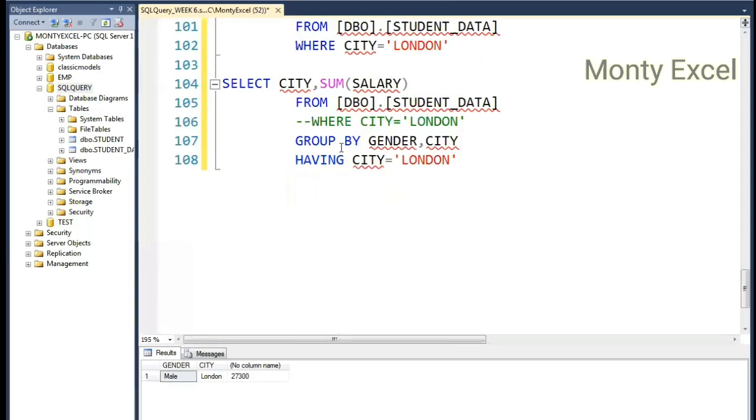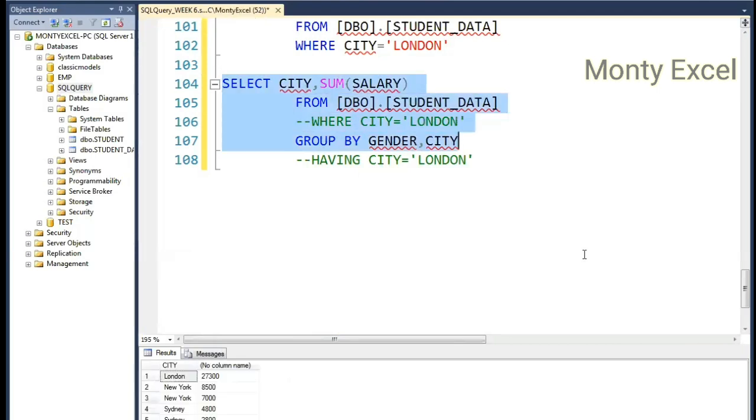So let me run the query without having. I'm using only the where condition. Actually, let me not use a where condition either. I'm just running this. When I run this, I get all the cities grouped. I got all the salaries grouped together, right? But I don't have a gender here, so I need to have a gender also because you are using that. So let me run again.